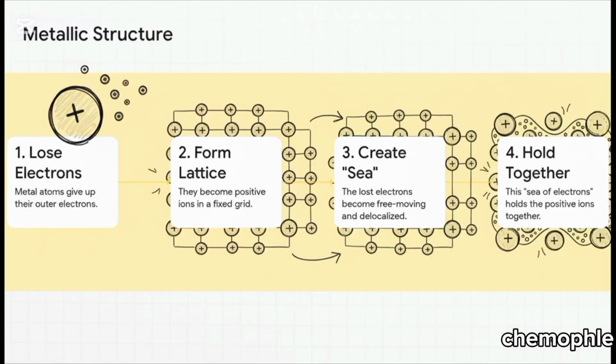Every metal atom in the structure gives up its outer electrons. Those atoms now become positive ions, and they arrange themselves in a nice orderly grid. But the electrons they lost, they form that mobile sea that just washes over and around all the positive ions, acting like a flexible electric glue holding the whole thing together.